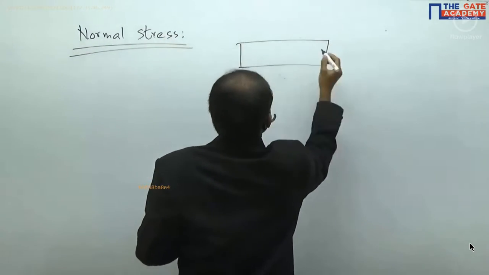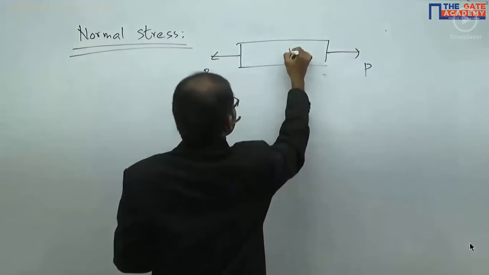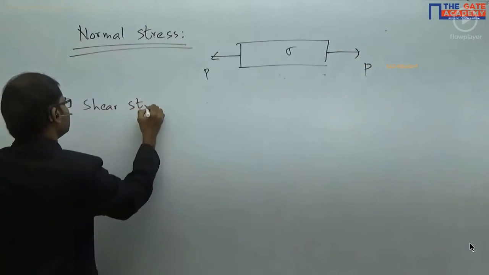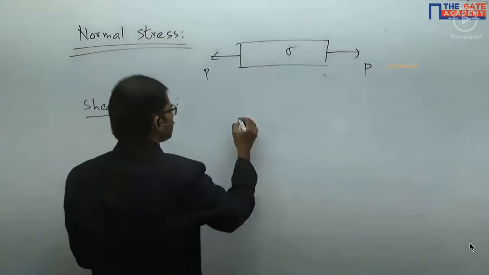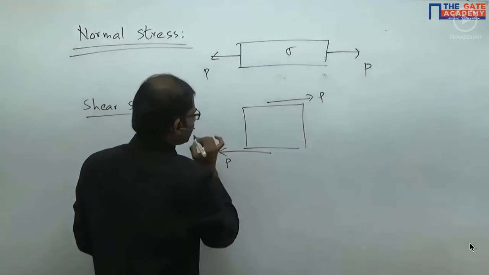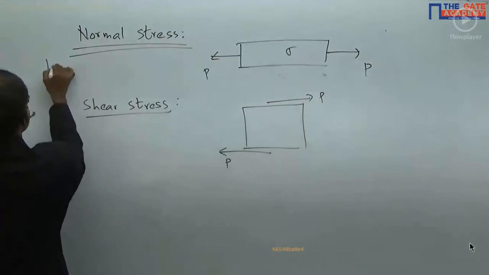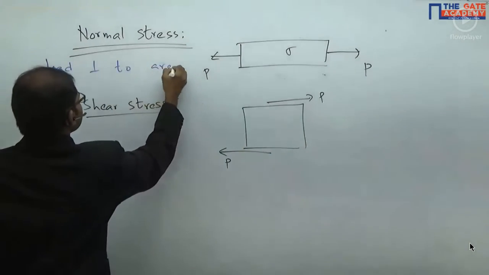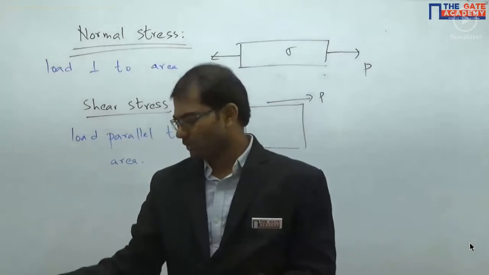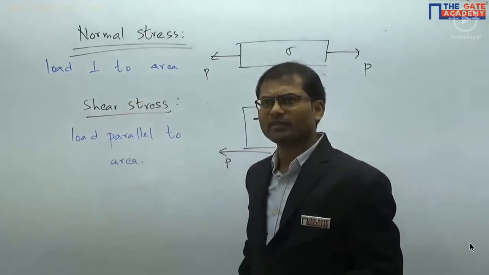So if you have a member and the load is acting perpendicular to the area of cross section, the stress will be normal stress. And shear stress means a machine element is experiencing load parallel to the area of cross section. Load perpendicular to area, load parallel to area. Understood? I think these things you can easily remember.